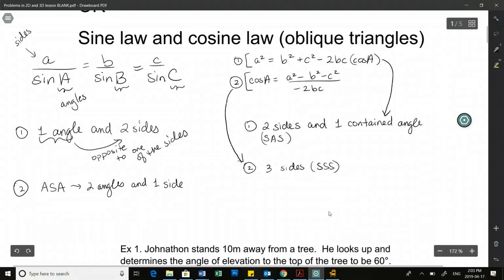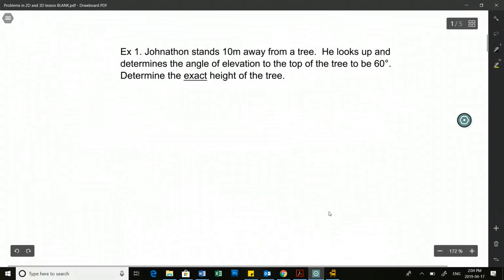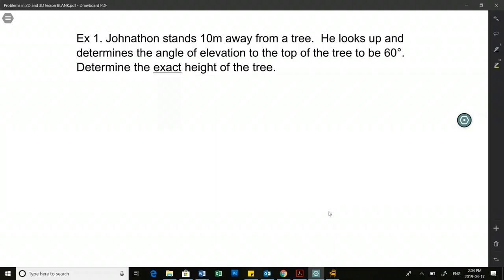All right, so we're going to try an example. We have Jonathan. He's standing 10 meters away from a tree. He looks up, so this is an angle of elevation when you're looking straight and then you turn your gaze of sight upward. And he notices that angle of elevation to the top of the tree to be 60 degrees. Determine the exact height of the tree.